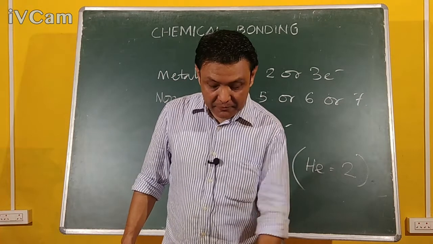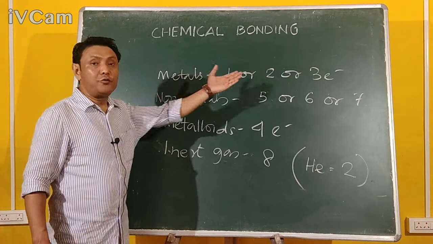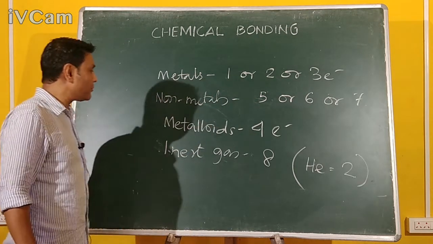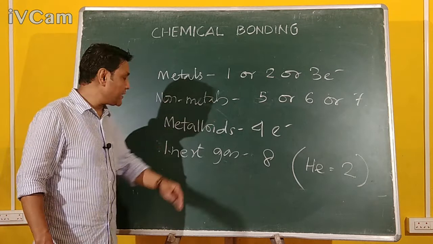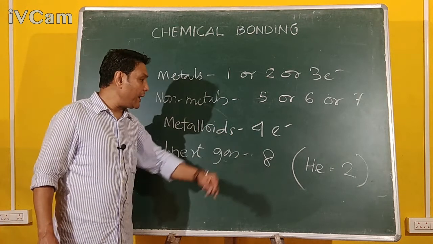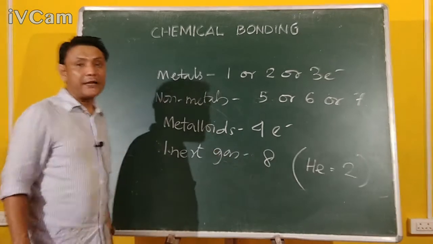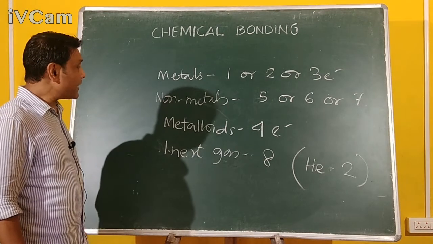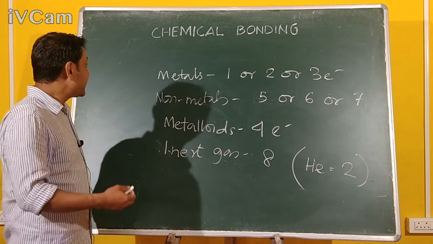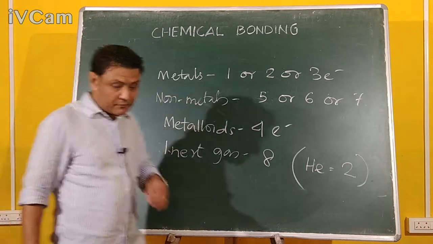Okay, now this much we have understood. Metals will have 1 or 2 or 3 electrons in the outermost shell. Non-metals will have 5 or 6 or 7 electrons. Metalloids will have 4 electrons. And the inert gases, helium for that matter, will have 2 electrons, and the rest of the 5 inert gases will have 8 electrons in the outermost shell. This is all about the electrons in the outermost shell of atoms of different types of elements.